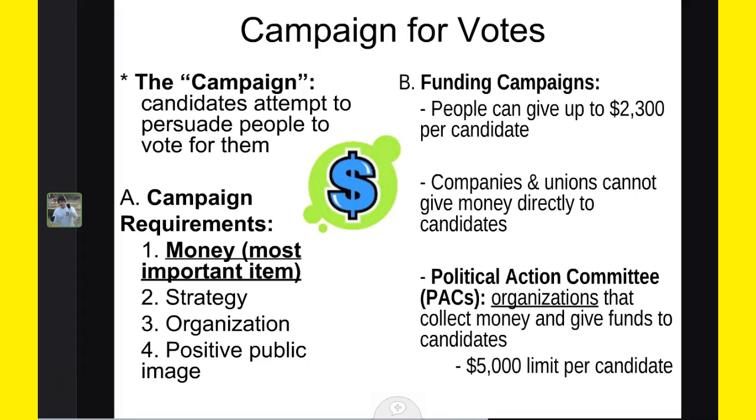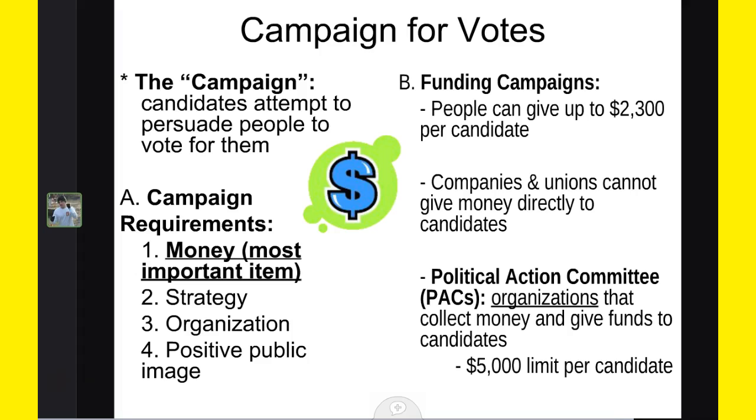A topic that comes up on the HSA a lot are political action committees. And political action committees, or PACs, as they're sometimes called, these are organizations that exist to collect money. And these organizations can only give up to $5,000 per candidate. They can raise lots and lots of money, but they can only give $5,000 per candidate.